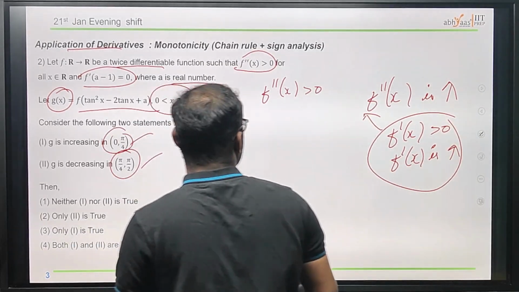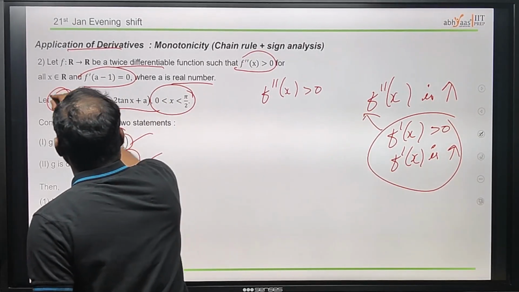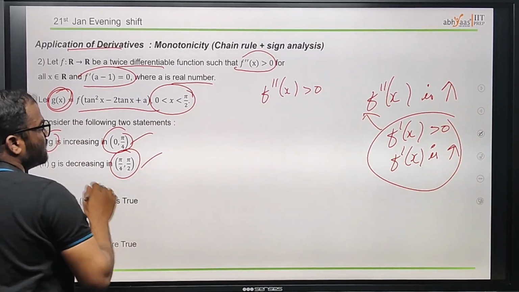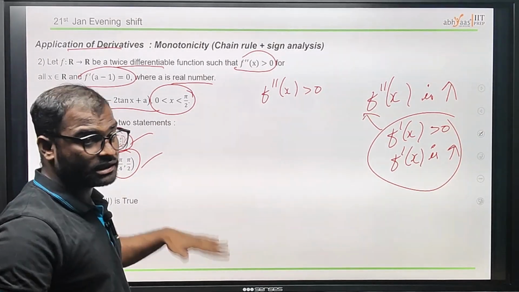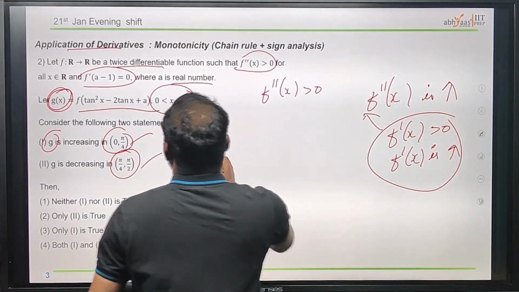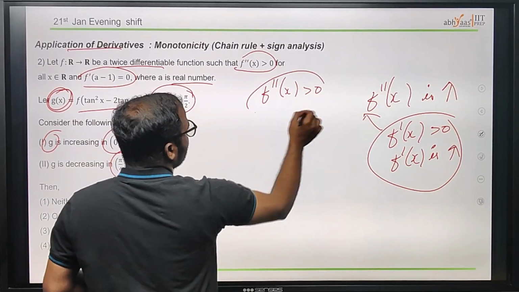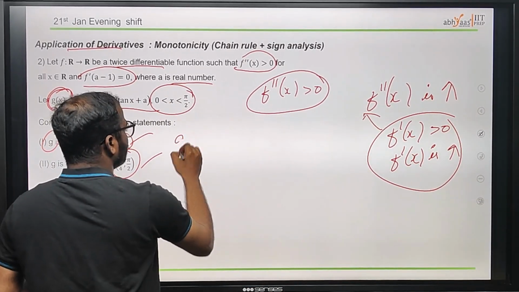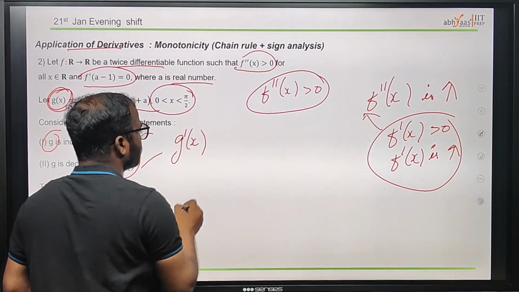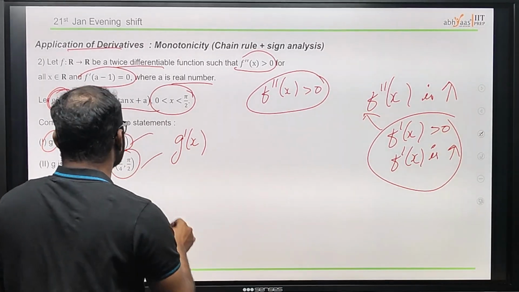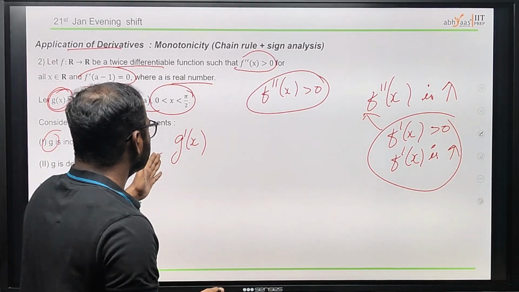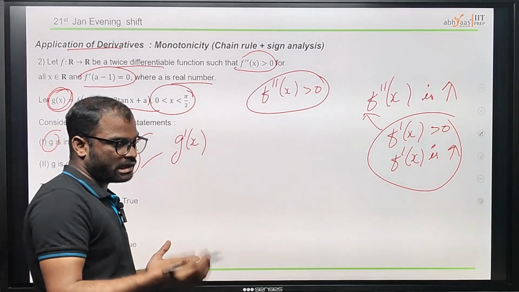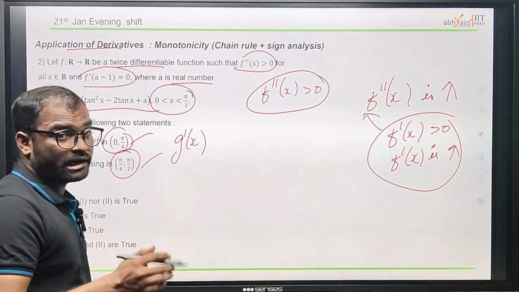See here, they gave g of x. We just see whether g is increasing in this interval or g is decreasing in this interval. By using these conditions on f double dash we need to solve this, because first we take the derivative g dash of x. Why are we finding that? Because g dash is the condition for whether it is increasing or decreasing, by checking whether it is greater than 0 or not.